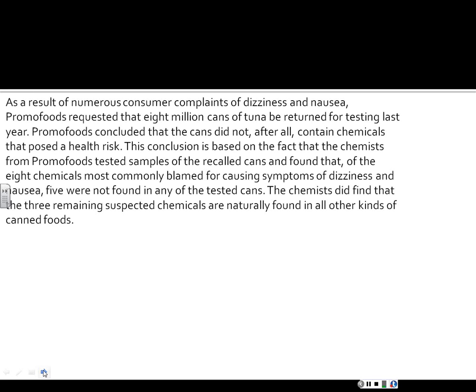There have been some complaints about dizziness and nausea, and so they requested some cans returned for testing, and they concluded, so that's your conclusion, that the cans did not contain chemicals that posed a health risk. So I'm going to put this graphically and just say that, I don't know if I want to put no, but really no or limited health risk.